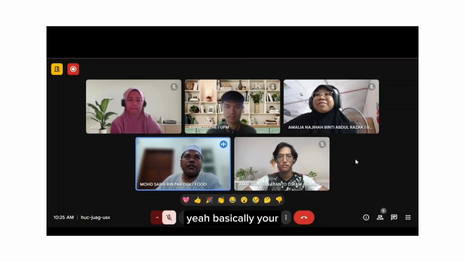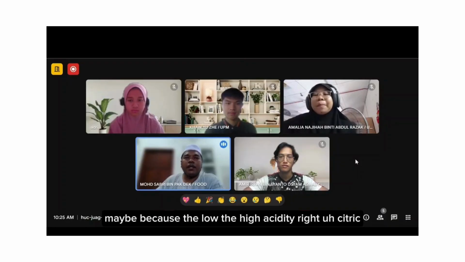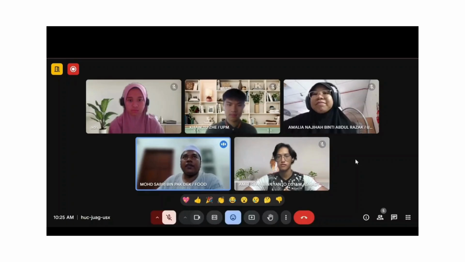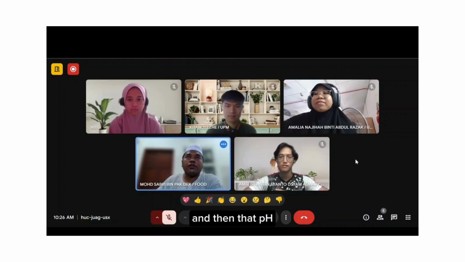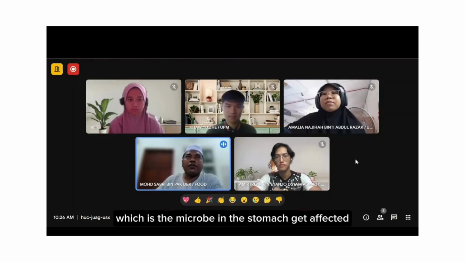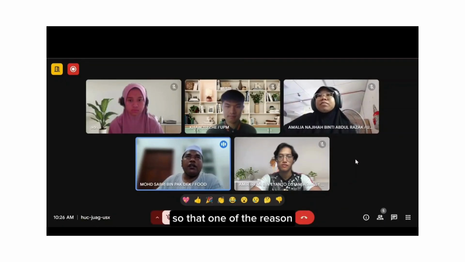Yeah, basically your stomach is upset after you take pineapple maybe because of the high acidity, right? Isocitric or citric acid, I think, present in pineapple reduces your pH in the stomach, and that low pH will cause the stomach upset, because the microbes in the stomach get affected, as microbial growth can be affected by the pH. So that is one of the reasons.